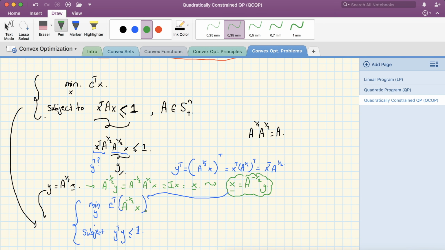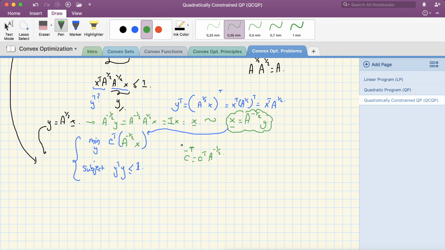Now to reduce the notation, let's denote another constant vector. C bar transpose is c transpose a minus half. Why am I doing this? So that we can see that we still have a linear cost upon this change of variable, right? If we plug this in as c bar, we get this cost function, this problem.